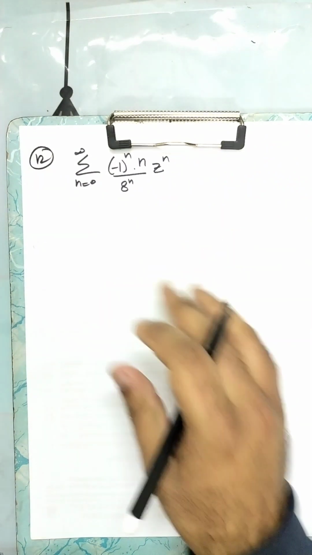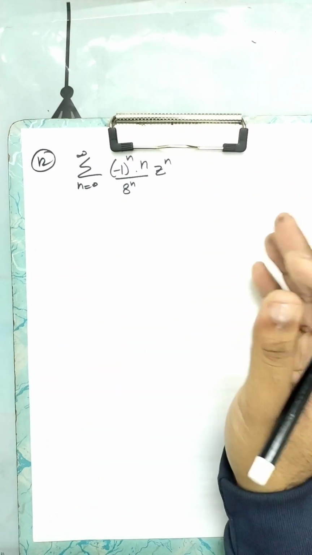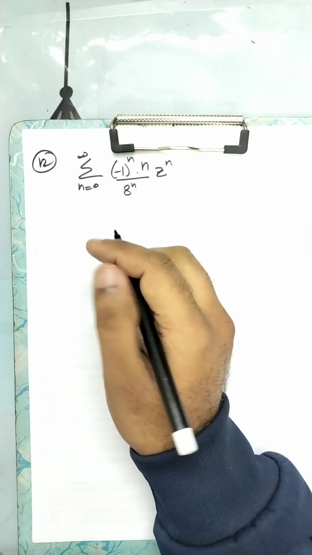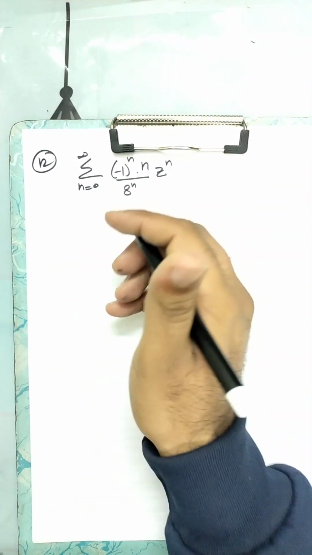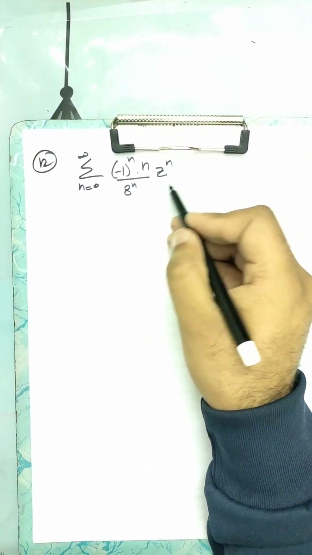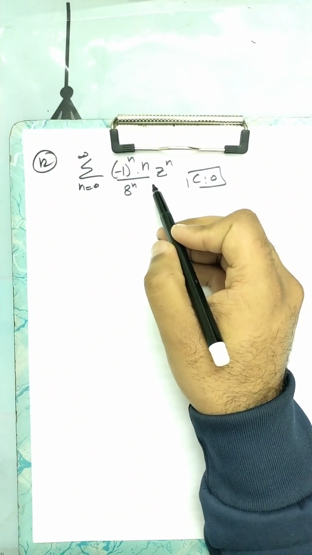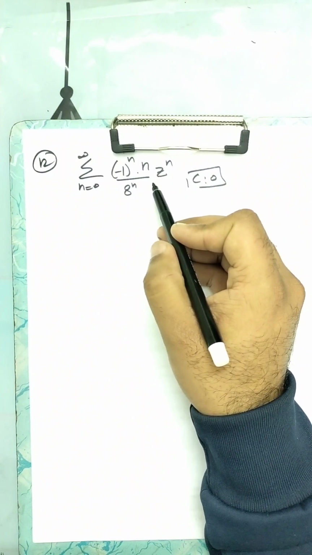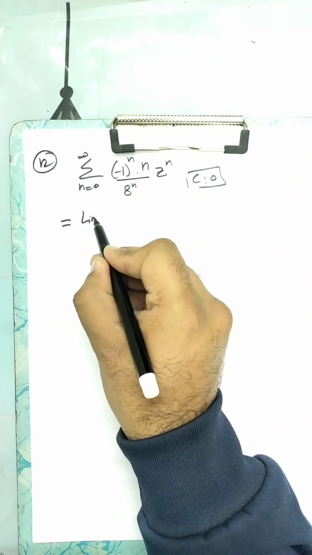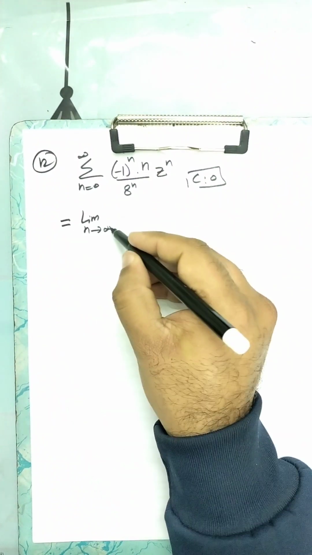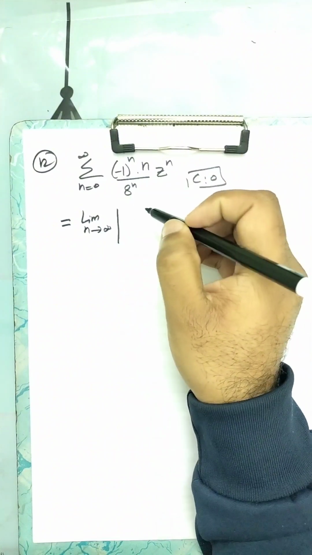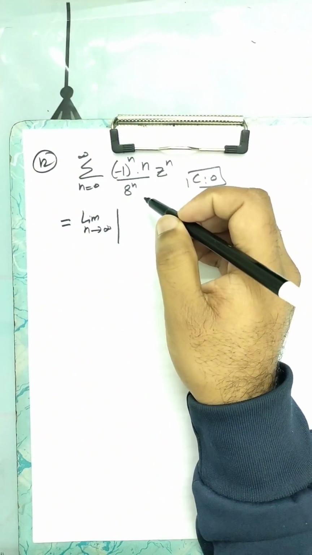Now in question number 12, again the same process is adopted here, and I am really bored because all the questions are similar. So again we find the center, and the center is 0 here because we compare this term with z minus z naught, and here it is z minus 0, so z naught is 0. The main target is the radius of convergence, so we directly apply the Cauchy ratio test here.